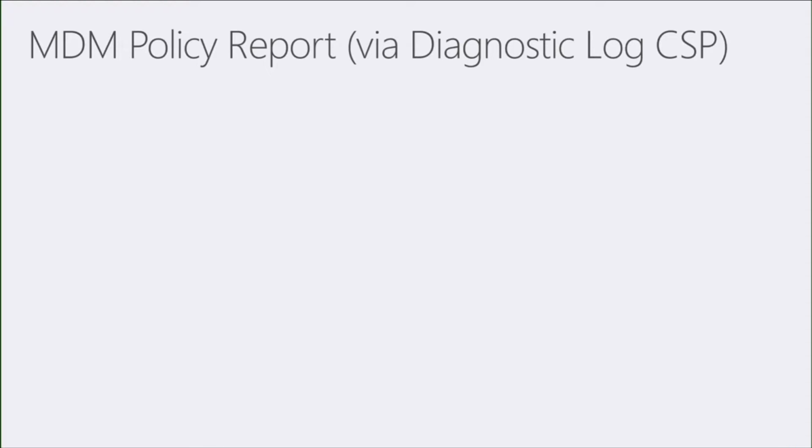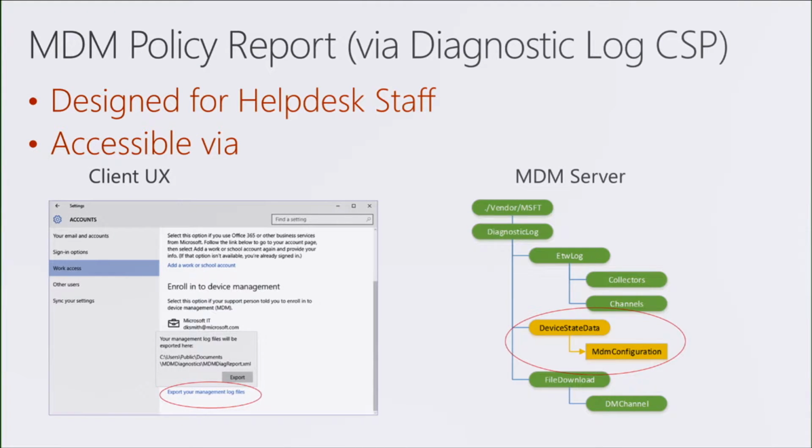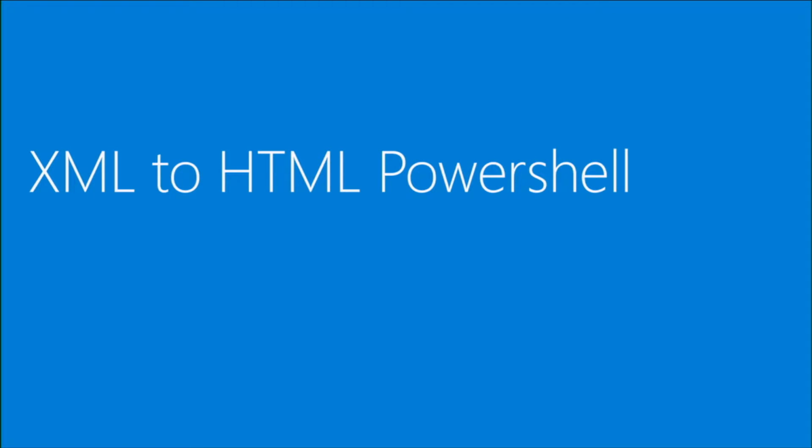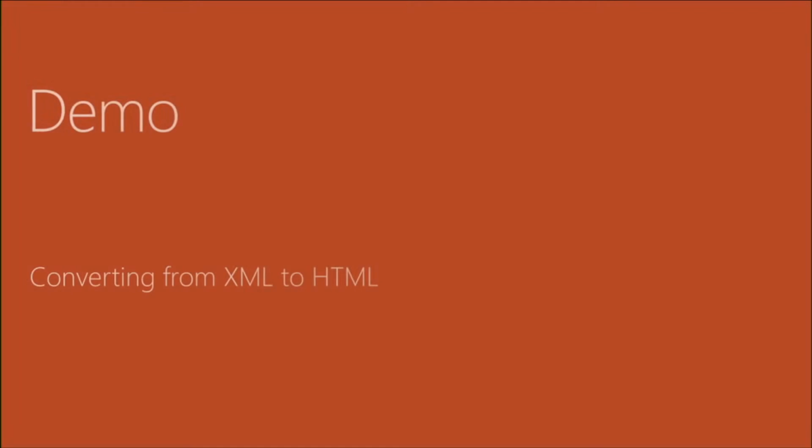Now, the Diagnostic Log CSP is going to be the primary entry point for all of the diagnostic capabilities we have on the device. It is designed primarily for help desk staff, and as I mentioned, you can access it either through the client UX, both on mobile and desktop, or via your MDM server. I mentioned earlier that we started with XML, because the initial feedback we heard was that it needs to be XML. But as we were building this out, we also heard, hey, it would be great if I had a rich UX version of this. So let's take a quick look at what that looks like.